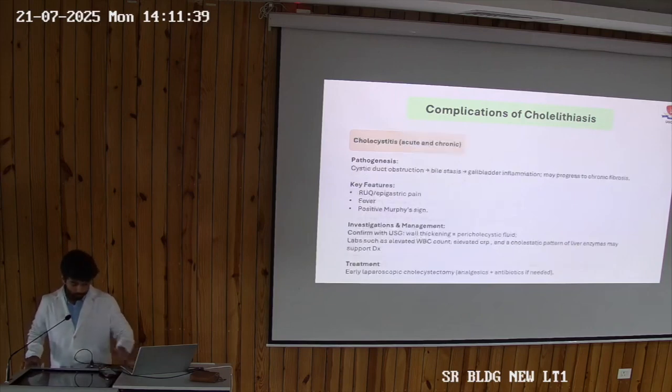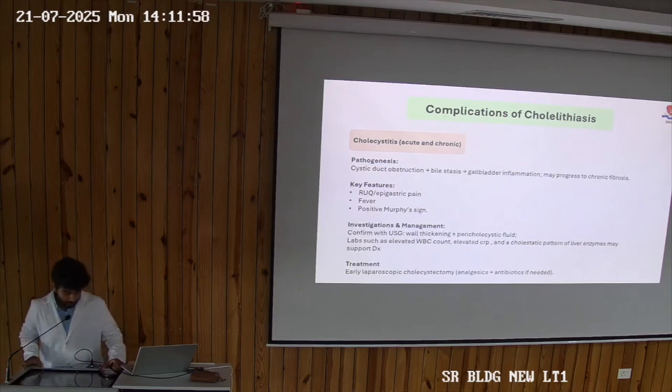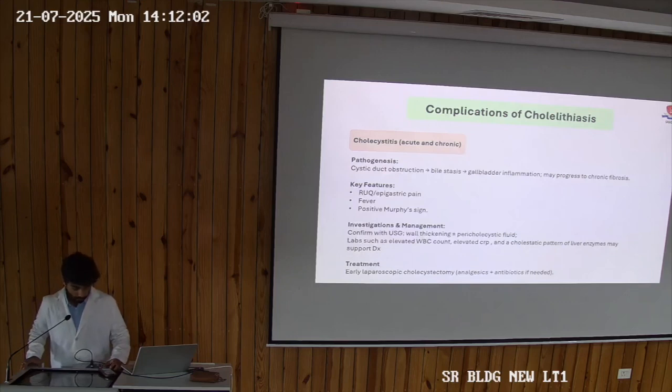We now move on to an inflammatory complication, cholecystitis. Cholecystitis, both acute and chronic, results from persistent cystic duct obstruction, leading to biliary stasis, inflammation, and eventual fibrosis in chronic cases. Patients commonly present with right upper quadrant or epigastric pain, fever, and a positive Murphy sign, which is indicated by pain and an abrupt halt in inspiration as an examiner palpates the skin above the gallbladder.